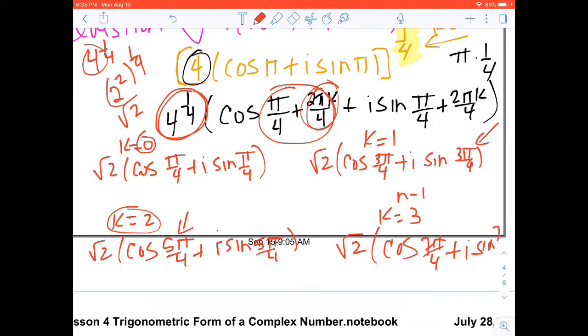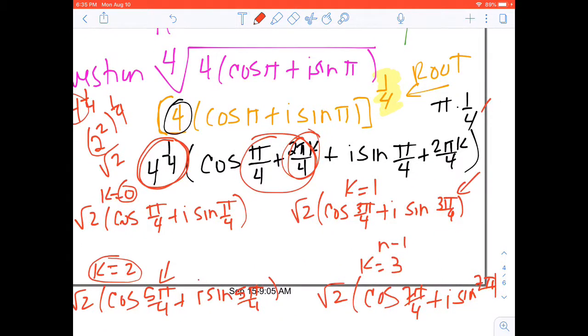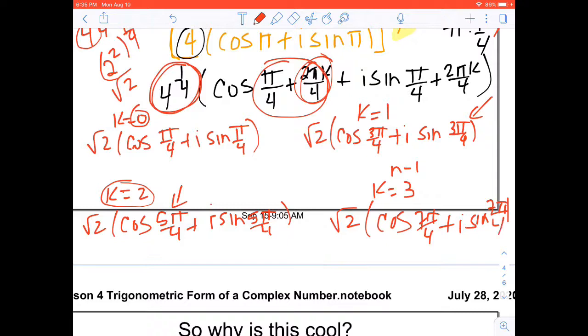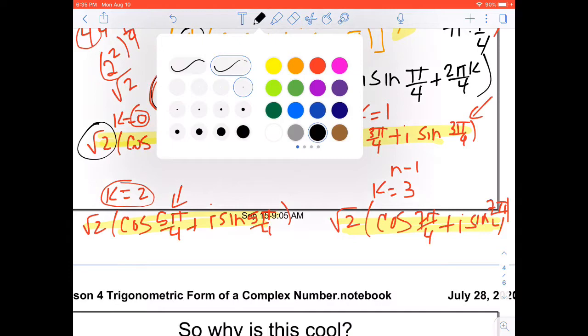You need to read the directions. If the problem asks you, oops, I got to get that 4 in there. There we go. If the problem says trigonometric form, you're done. These are your answers in trigonometric form. But if the problem wants it in standard form, then I have to evaluate each of these exact values and then multiply them by root 2. So that's one of the reasons I simplified to root 2 instead of using the 4 to the 1/4.